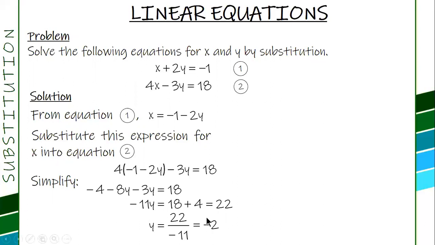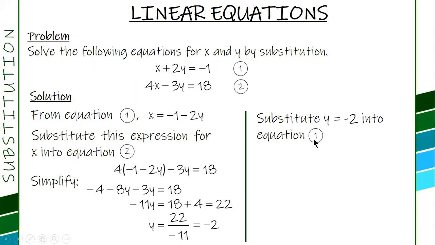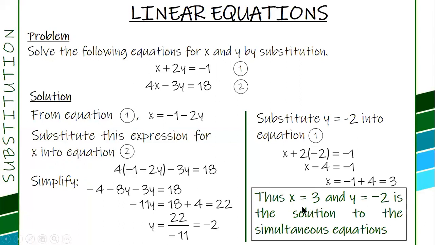After this, you substitute ning y either sa 1 or 2. Okay. Let's choose equation 1. So substitute y equal to negative 2 into equation 1. x plus 2 times y equals negative 1. So you have this, and then transpose 4, and you have x equal to 3. Thus, or therefore, x equal to 3 and y equal to negative 2 is the solution to the simultaneous equations.